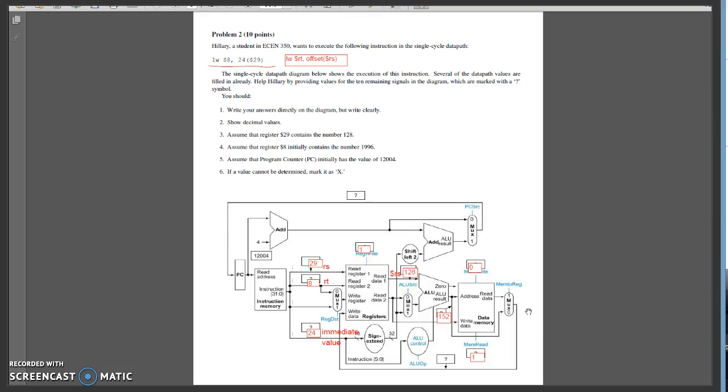Since we don't know the exact value, because it's just whatever is stored at the offsetted address, then we know this line going into our write data will just be an X, since we don't know the exact random value.